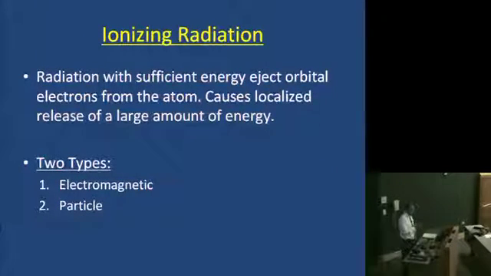The type of radiation used in radiation oncology for the treatment of cancer is called ionizing radiation. It's radiation that has sufficient energy to eject orbital electrons from the atom, and while doing so, it causes a localized release of a large amount of energy. There are 2 types of ionizing radiation. One is electromagnetic, the second is particle radiation.